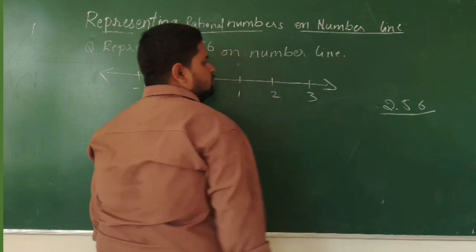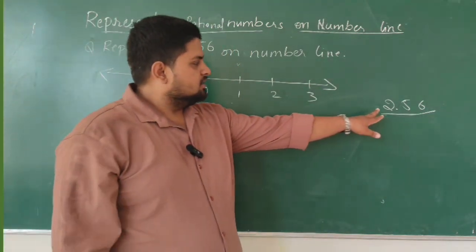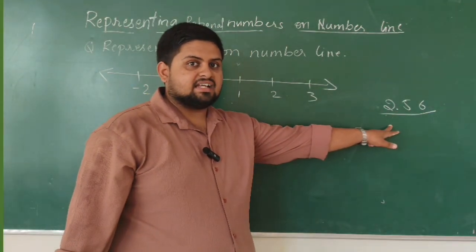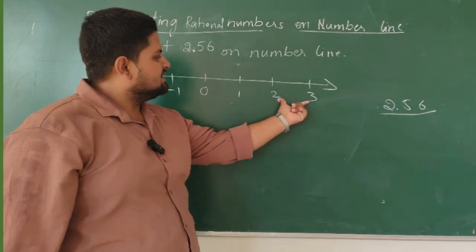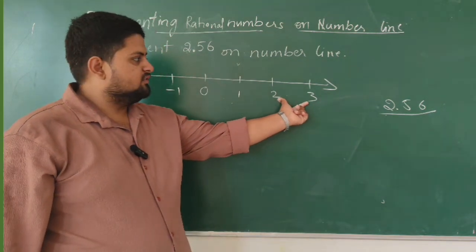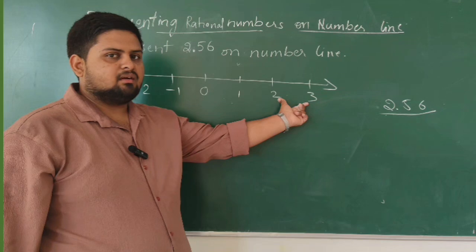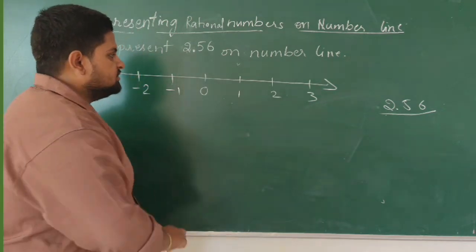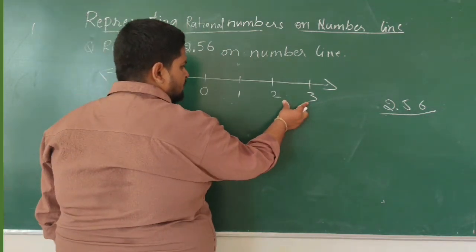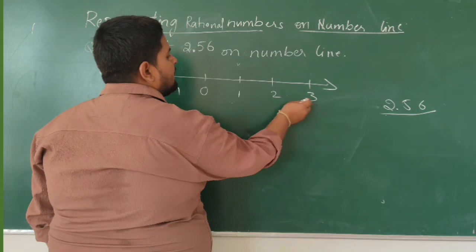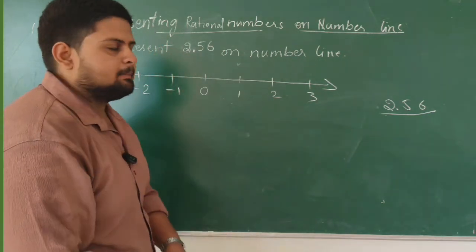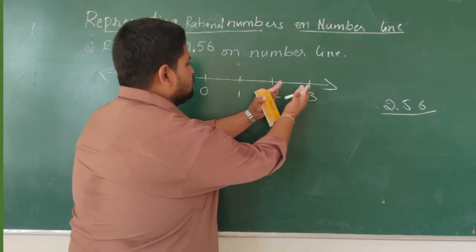2.56. If you look at 2.56, you will get an idea that 2.56 lies between 2 and 3. Yes or no? So 2.56 obviously lies between 2 and 3. You all have an idea about that. So what I should do, I have very less space in between 2 and 3. So what I will do, I will magnify this number line between here. I'll zoom it out here.